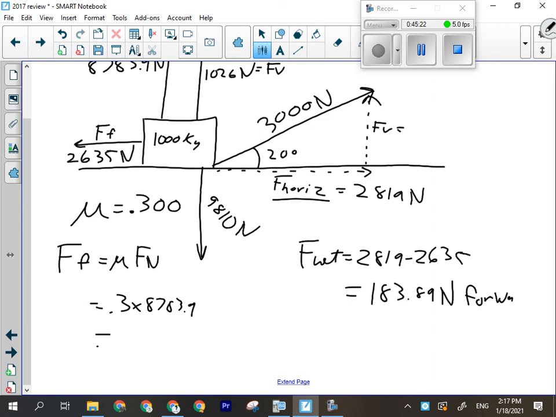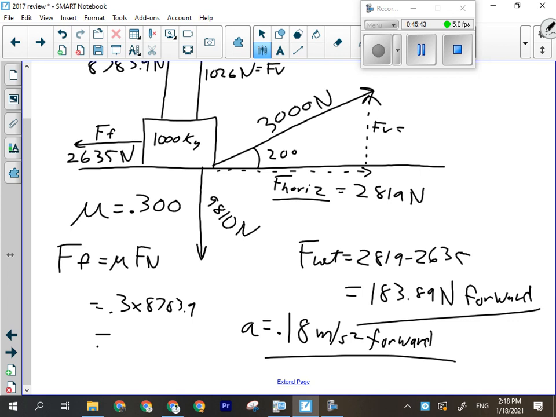And that's forward. Question didn't want the net force. Question wanted the acceleration. What do I do with that number? Divide it by m. So I divide that by 1,000, and I find that my acceleration is 0.18 meters per second squared forward. Because I only have 2 significant figures in that question. That would be about as tough as they would get.